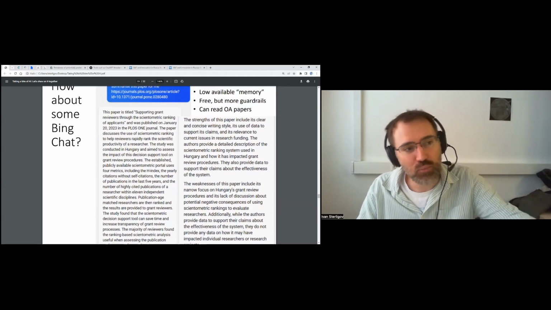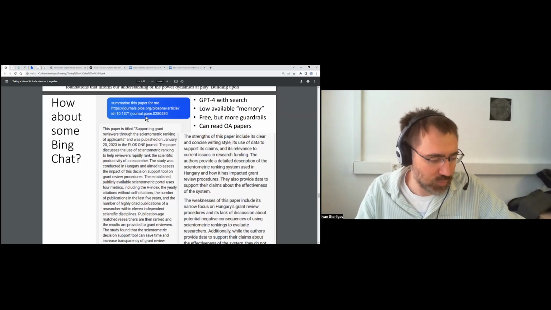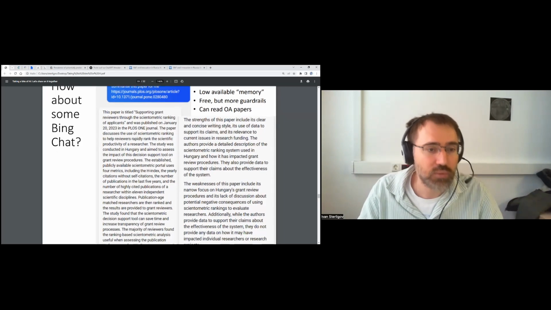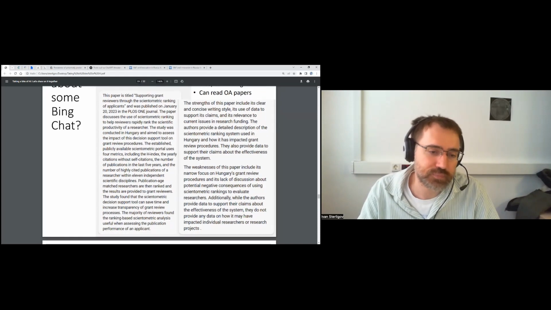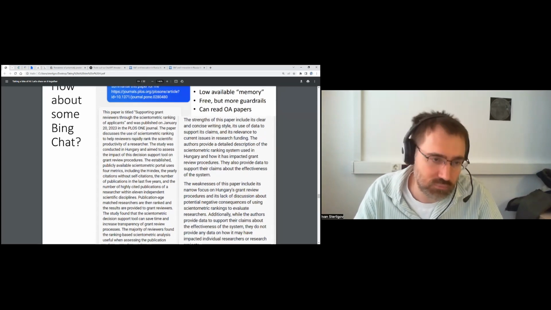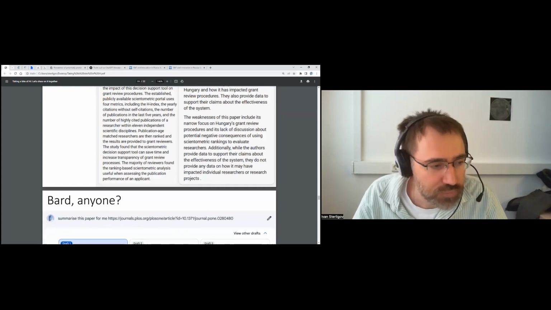This is a paper about using bibliometrics in grant allocation in Hungary. These are the strengths and weaknesses here. I have read this paper. They are okay. They are of some interest.